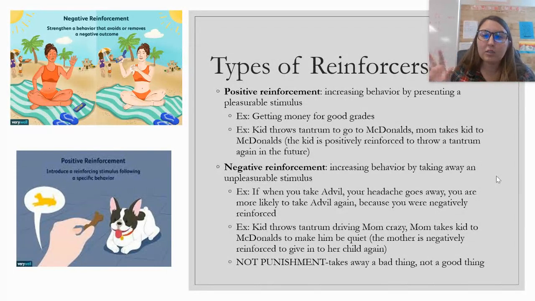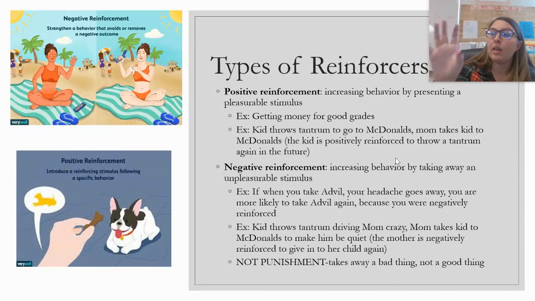Now, here's where positive reinforcement can get kind of tricky. So let's say a kid throws a tantrum to go to McDonald's. And then mom takes the kid to McDonald's. That kid just learned, well, guess what? If I throw a tantrum, I get what I want. He's now been positively reinforced to throw tantrums to get what he wants. So positive reinforcement is all about getting something that you want. It's going to increase the behavior.